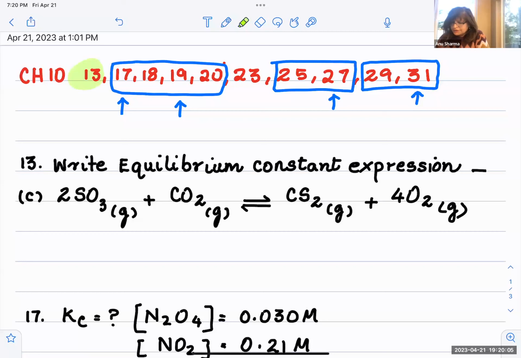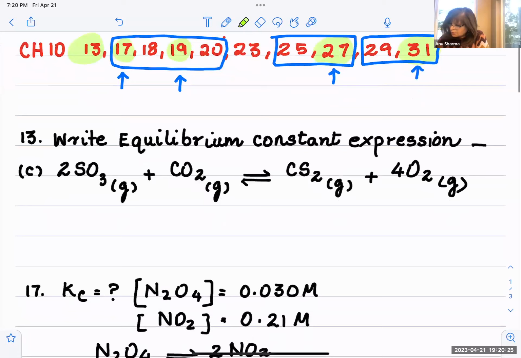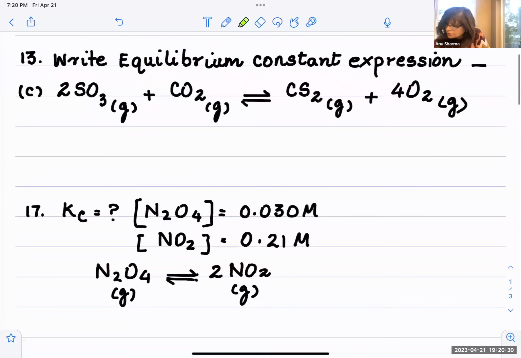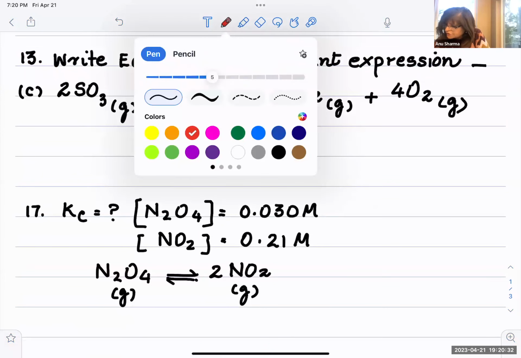13. Now 17, 18, 19 and 20 are similar, but I will do two, 17 and 19. Okay, and then 23, and then 25 and 27 are similar, so I will just do 27. Similarly 29 and 31 are similar, I will only do one of them. Anyway, let's do this. It's going to be a short video and we can finish this quickly.